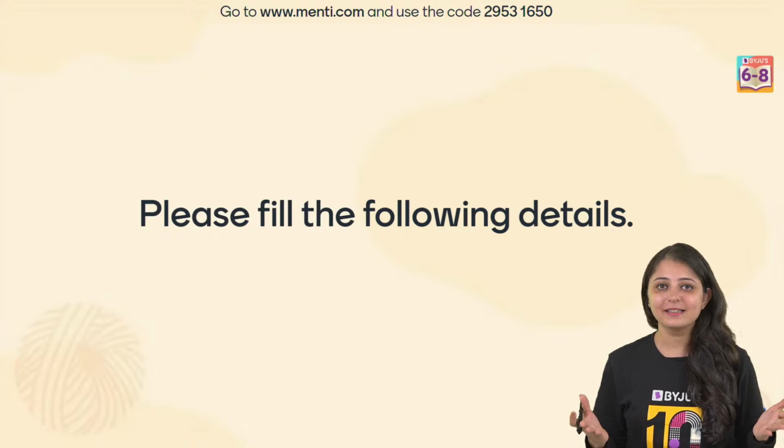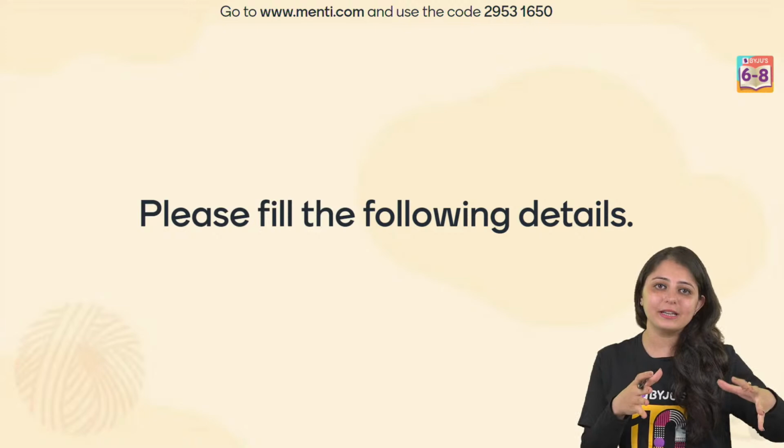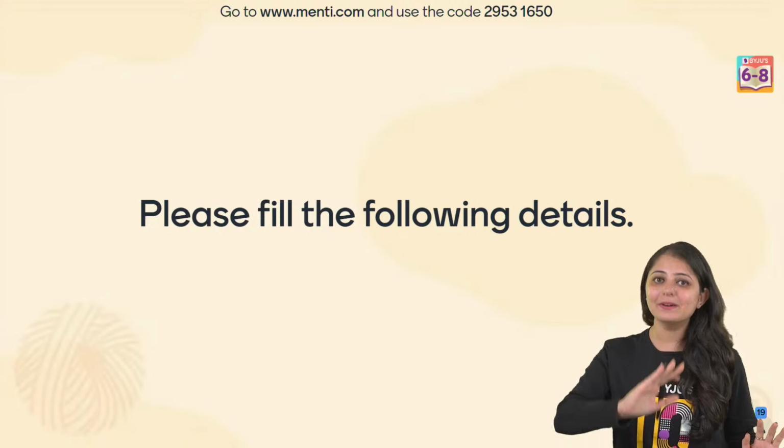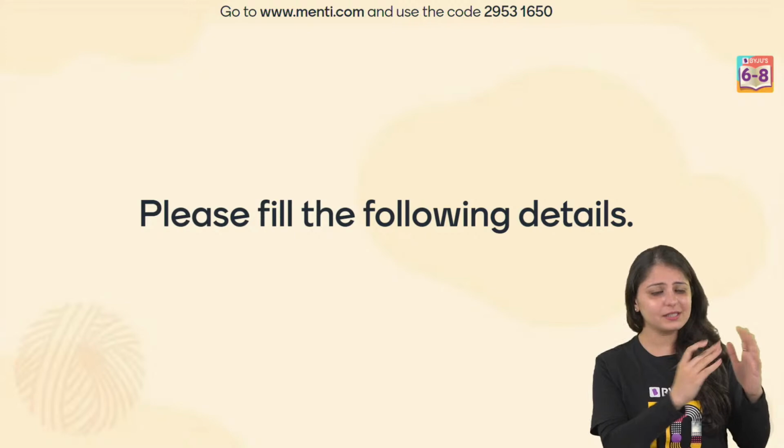So don't do this: for today's test you put some phone number, and for the next test you change it and put some other phone number. Then for us, you are two different students. Your phone number is your identity, and that's how we will understand that this is the name of the child, this is the phone number of the child who has performed really well throughout the series.